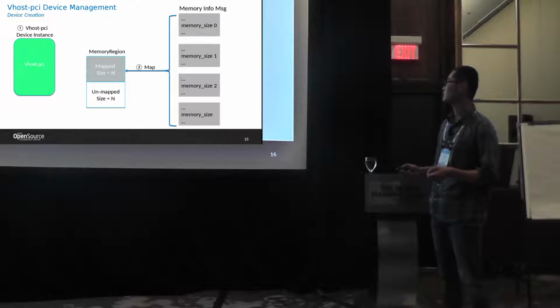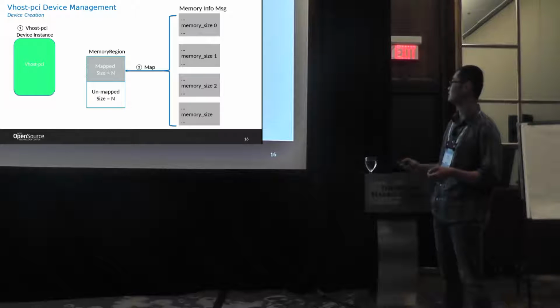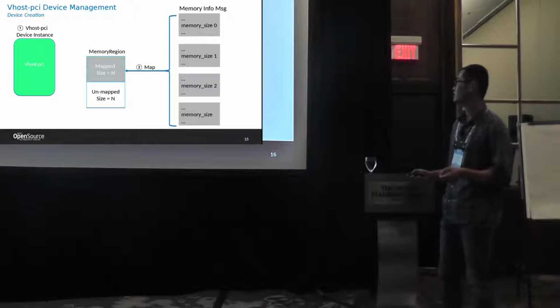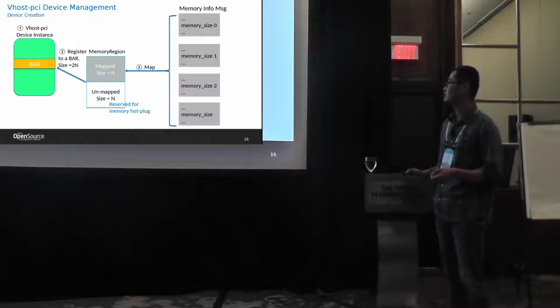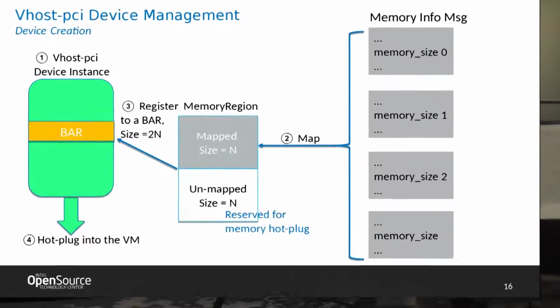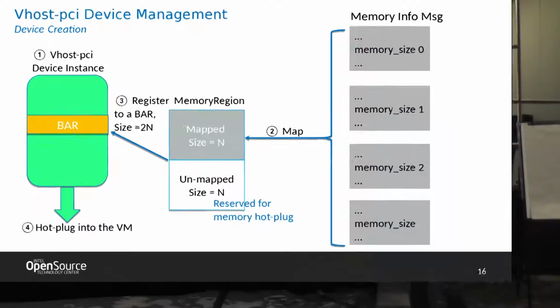Basically, QEMU maps the memory from the front end, and according to the size of the front end, it will reserve double the memory size it received from the front end. For example, if the front-end size is n, then the whole memory region size will be 2n. The remaining part is reserved for memory hot plug. And then this memory region is registered to the VM via a BAR. And finally, the device is hot plugged to the VM.